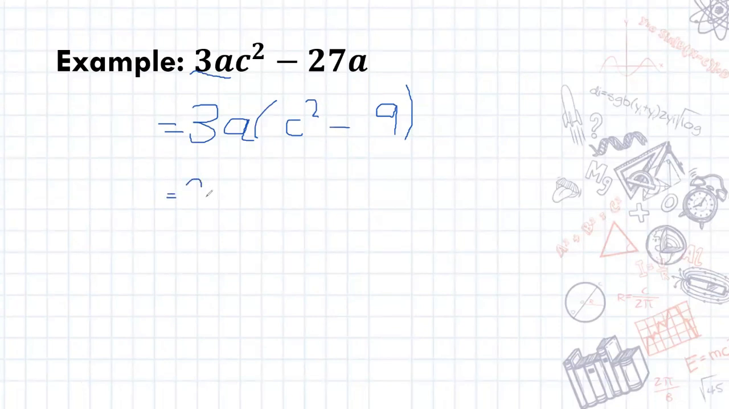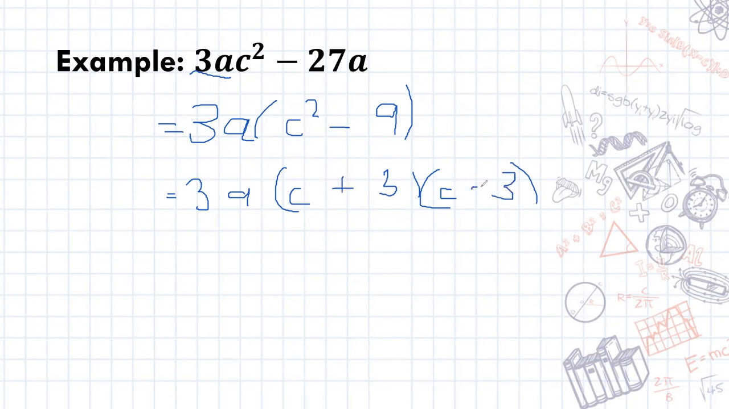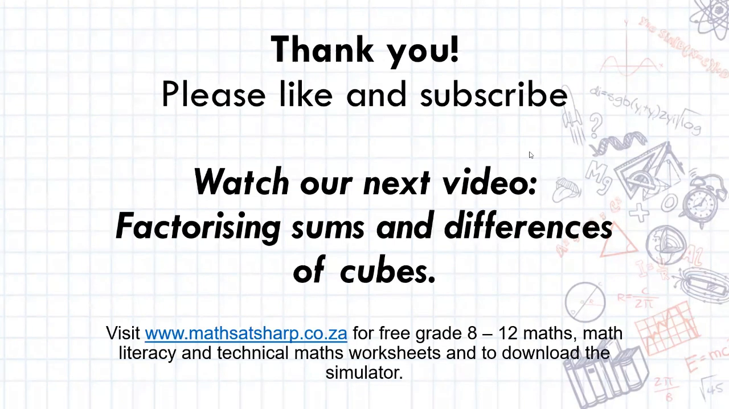So we write down our 3a, and now we write down our two brackets. Now the square root of c squared is just c, and the square root of 9 is 3, and we write down a plus in one bracket and a minus in the next, and we are all done. As you can see, it's really easy to factorize the difference of two squares.